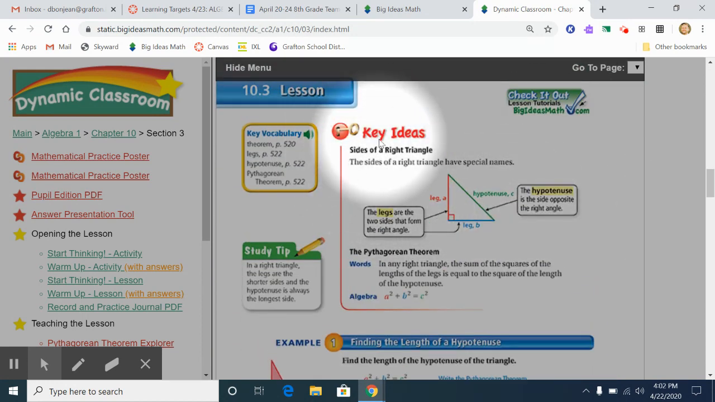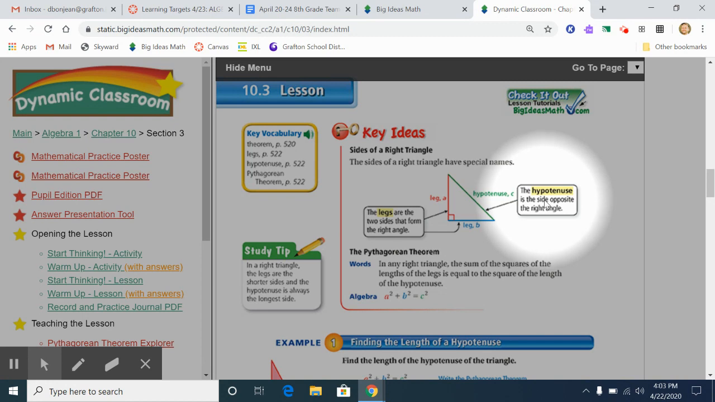First things first, we need to know that this rule, this theorem, can only be used when we are looking at a right triangle. Key idea: sides of a right triangle. The sides of a right triangle have special names, and I will be using these names throughout the lesson, so hopefully we're listening to our vocab here. We have two legs of a right triangle. The legs are the two sides that form the right angle. What they're saying is these two sides come together to form the right angle here. Those are the legs. The last side is called the hypotenuse, the side that is opposite of the right angle.